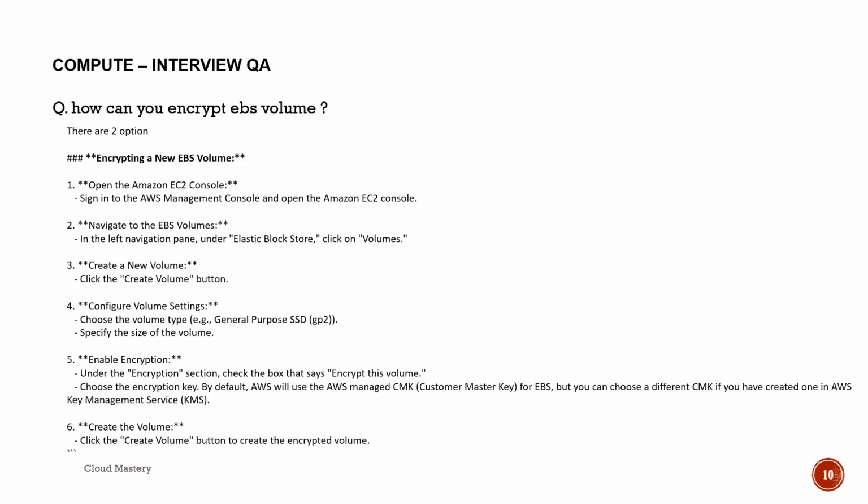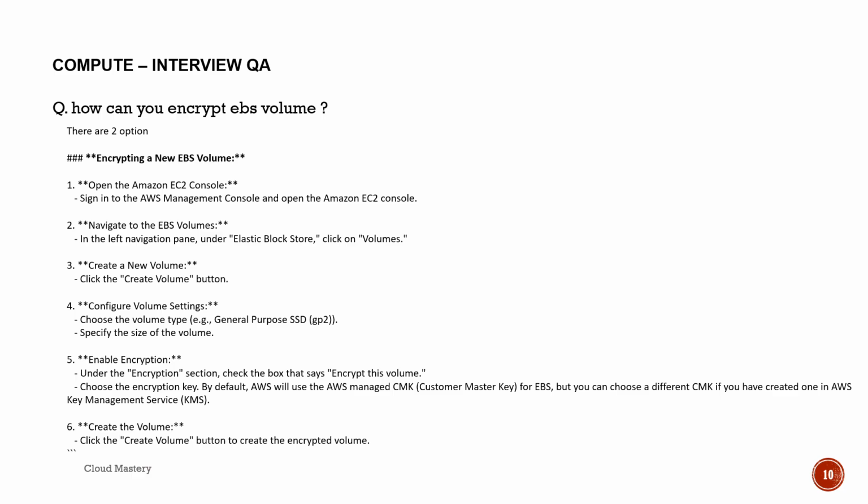Moving to the next one. There is a scenario about how to encrypt an EBS volume with EC2 machines, because security is also one element whenever you work in cloud operations. So you should be aware of EBS volume encryption. There are two options. First option: if you are building a new environment from scratch, then it's fine. You can create a new EBS volume through the console, or you can also try it with Terraform.